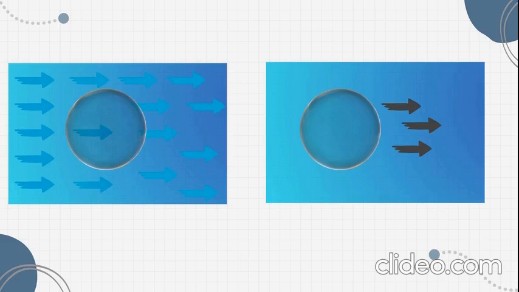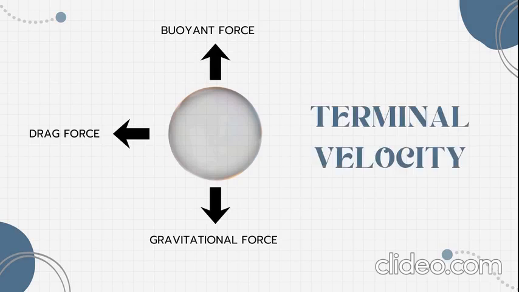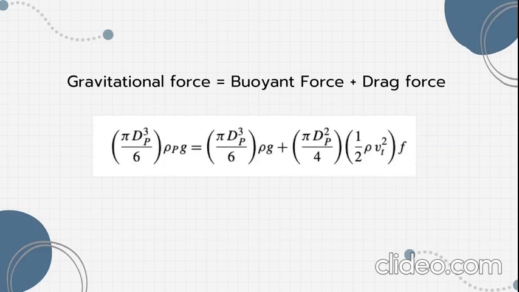Okay, so now when a sphere moves in a fluid, three main forces act on it. First, the gravitational force, which pulls it downwards. Second, the buoyant force, which pushes it upwards. And third, the drag force, which opposes the motion. So when the sphere starts falling, it accelerates. But after some time, it reaches a constant velocity, and this velocity is called the terminal velocity. So at this stage, the gravitational force will be equal to the buoyant force plus the drag force.